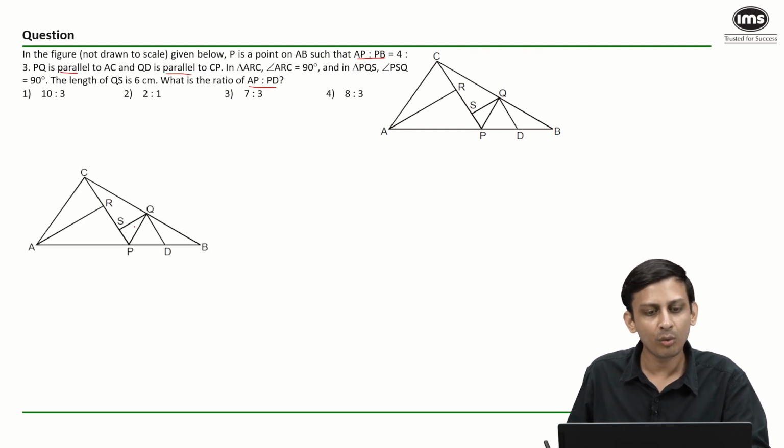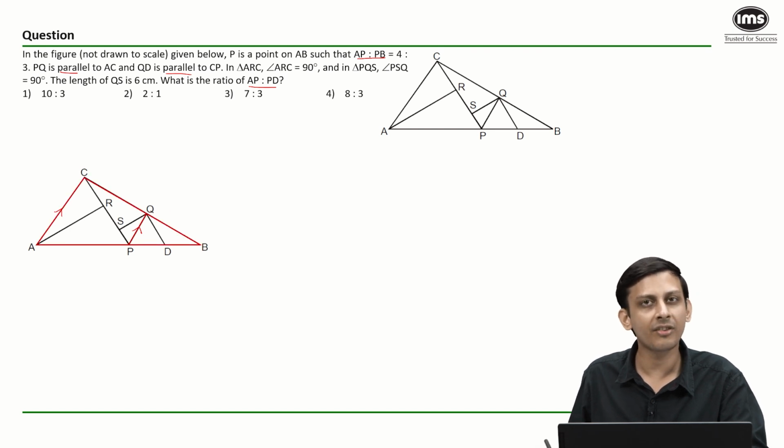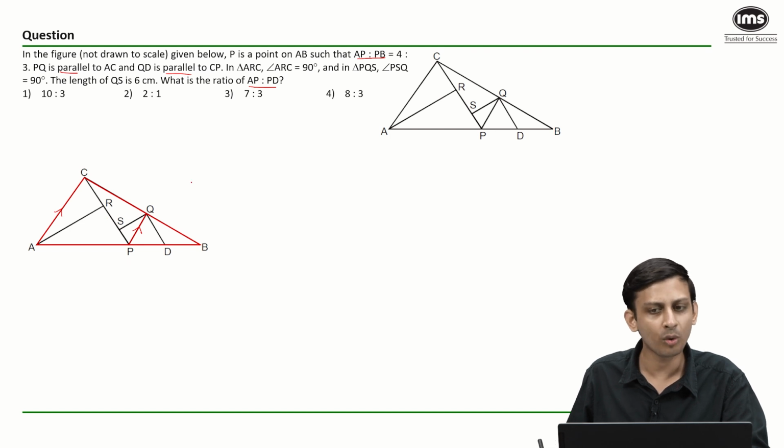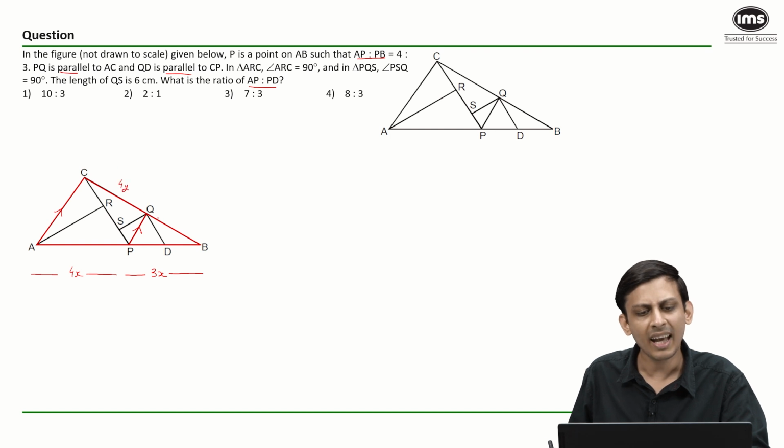So first of all, if we use that PQ is parallel to AC, and if you look at these two related triangles, PBQ and ABC, through basic proportionality theorem, now we have that AP is to PB is 4 is to 3. So if I take AP to be 4x and PB to be 3x, so AP is to PB 4 is to 3. Now as per basic proportionality theorem, CQ is to QB will also be 4 is to 3. So let us take CQ to be 4y and QB to be 3y.